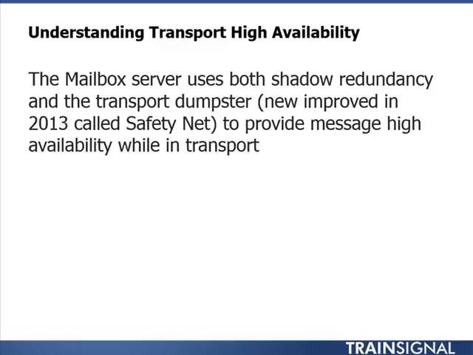Now the mailbox server uses both shadow redundancy and the transport dumpster, which is new and improved in 2013 and as mentioned is now called Safety Net, to provide message high availability while that message is in transport. And then even after the message is delivered, there is the safety net to ensure that there's a redundant copy of that message for a period of time. Okay, so shadow redundancy is helpful in terms of providing message high availability while the message is in transport, and then the safety net is something that assists after the message has been delivered. And the two work together actually. So let's talk for a moment first about shadow redundancy.